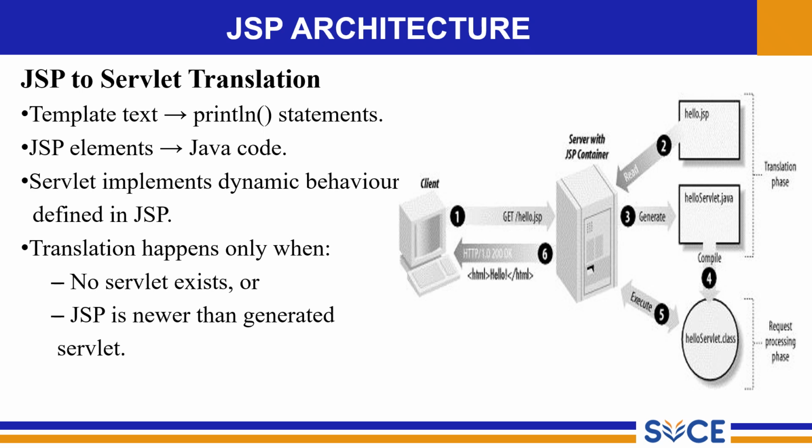Importantly, this translation step does not happen every time the JSP page is accessed. The JSP engine performs a translation only under two conditions. First one is when no servlet has been generated yet, and the second one is the JSP file has been modified after the servlet was created, making the servlet outdated. This optimization ensures that JSP pages run efficiently since translation and compilation occur only when necessary. Once a valid up-to-date servlet exists, the server simply executes it directly, resulting in faster responses for the user.